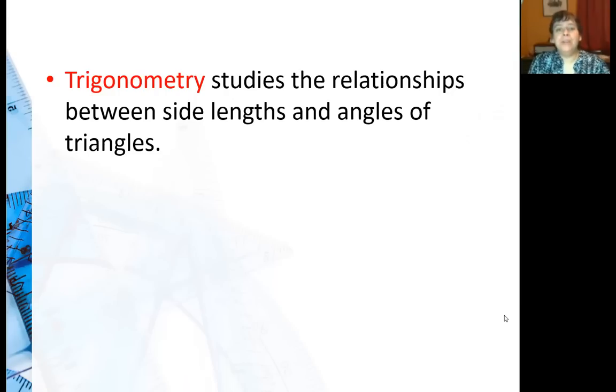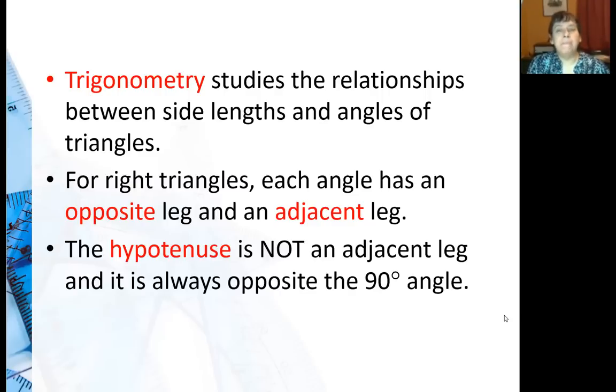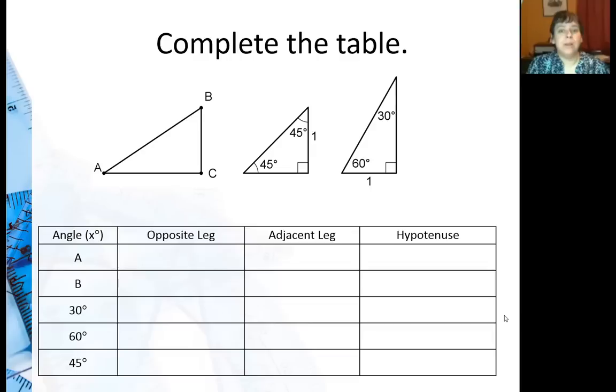Well, trigonometry, which is what we're starting, the very basics of it, studies relationships between side lengths and angles of triangles. For right triangles, each angle has an opposite leg and an adjacent leg. Adjacent means next to. The hypotenuse is not considered an adjacent leg. First of all, it's not a leg, it's the hypotenuse. And the way to find it is that it is always opposite the 90-degree angle, which makes sense. The hypotenuse is the biggest.